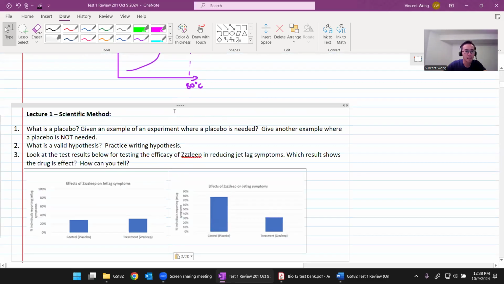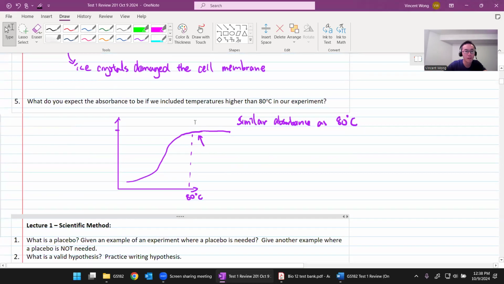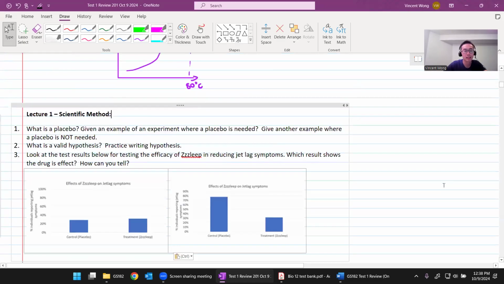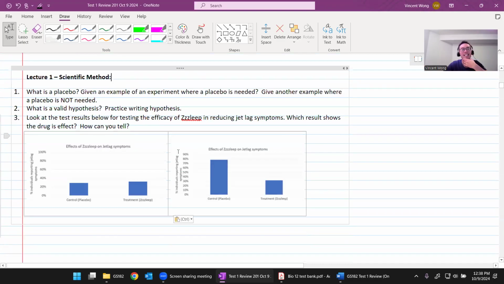Okay, so that's it. That's all the stuff you have to know for the lab, on the test. That's all you have to know. All right, so now we're going to move on to scientific method.